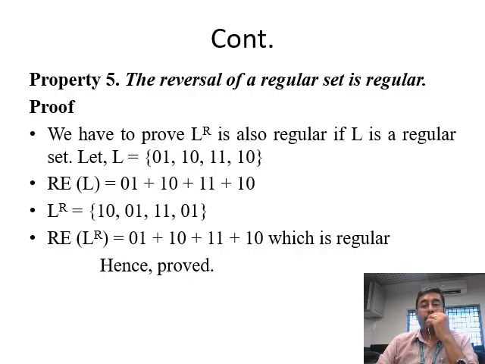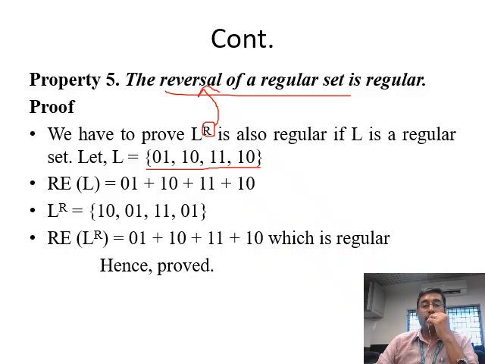Next, property 5, the reversal of a regular set. For reversal, the power I'll be representing is capital R. So this R represents nothing but my reversal operation. For example, this is my language 01101110. For this, I have to perform my reversal operation, L power R.